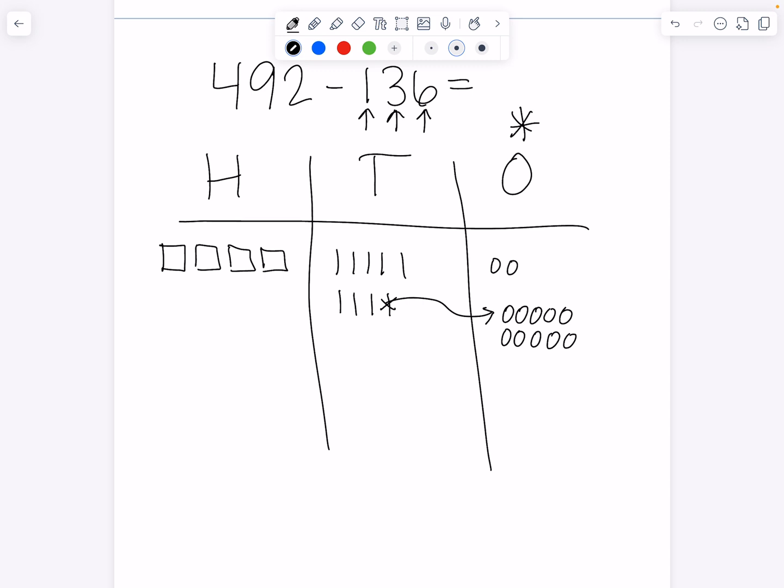My number is still the same. I still have the number 492. I haven't done any subtraction yet. I just have changed the way that my number looks.